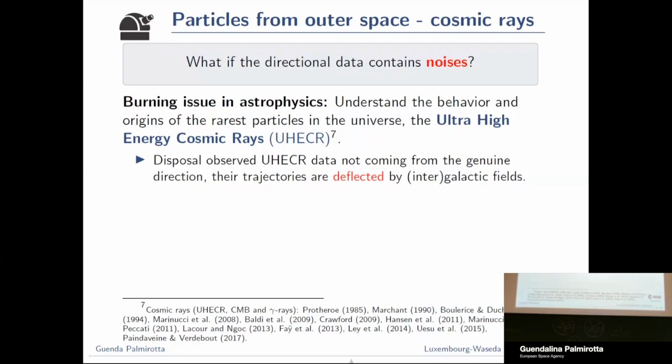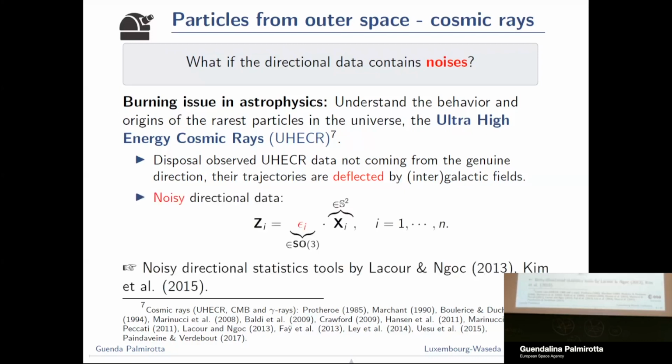They are deflected. That means that the data contains noises, and we can reformulate it in mathematical terms like this. You have here a noise, which is done in a rotational group of dimension 3, and then X, the data without noises. So here that is the noisy directional data.